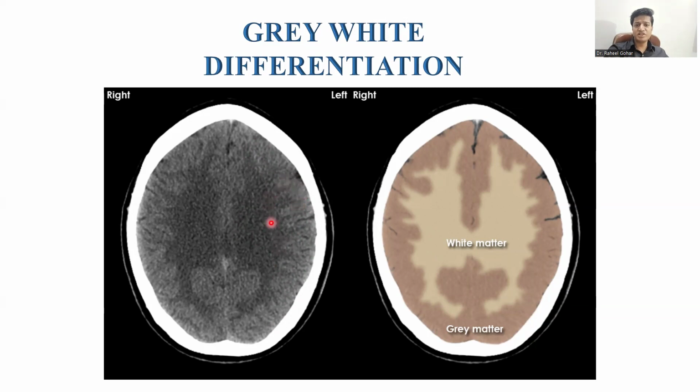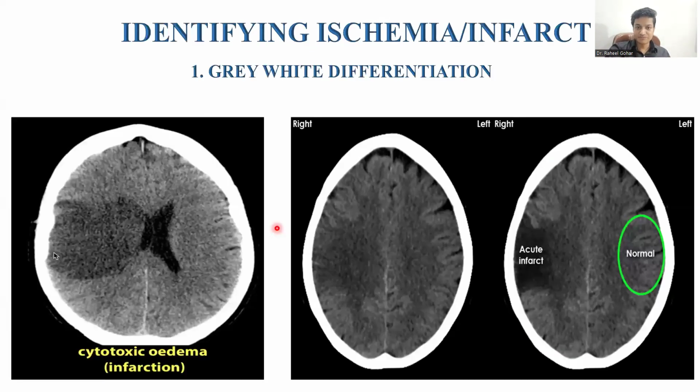So this differentiation is lost, and there are some tumors in which this differentiation is heightened. So we are going to discuss these things. How can we, with the help of gray white differentiation, identify whether there is some kind of pathology or not? Okay, let's move forward. So now, how can we identify ischemic infarcts, ischemia on the plain CT scan brain?